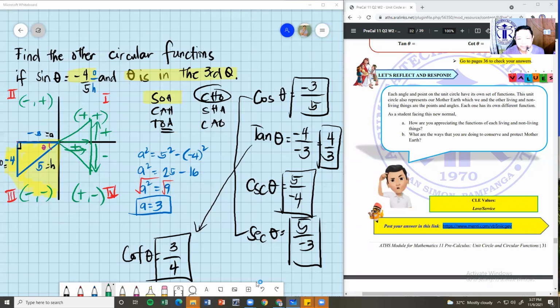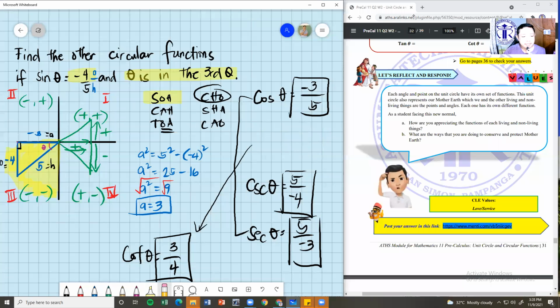Sir, paano po, pwede po paulit yung sa tan, paano po naging 3/4? Okay, sure. Tangent, here. Oh, there's a request. Sir, paulit po yung sa tangent. Okay, thank you. Very good. Put down your hands, everyone. Oh, there's a request from one of your classmates. Paulit po yung tangent. Paano po nakuha yon?